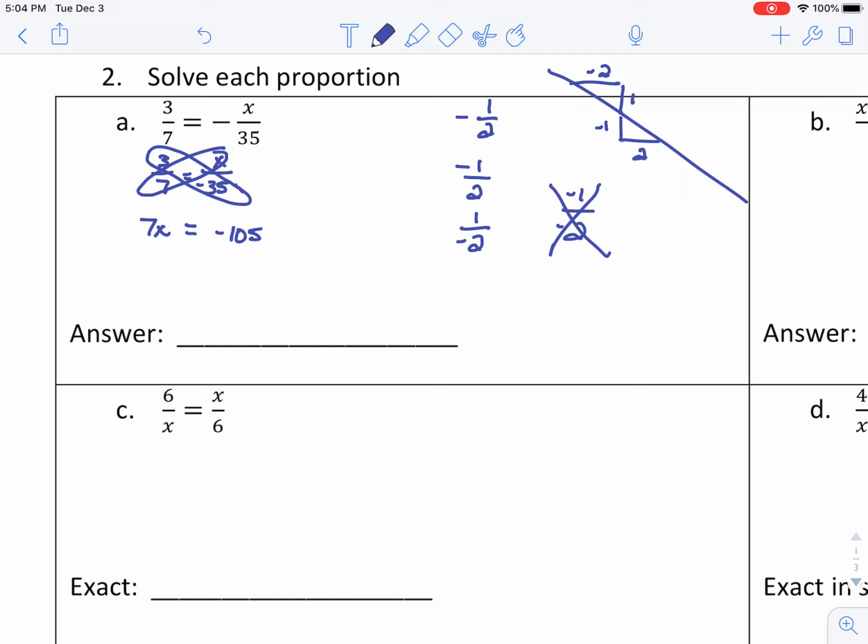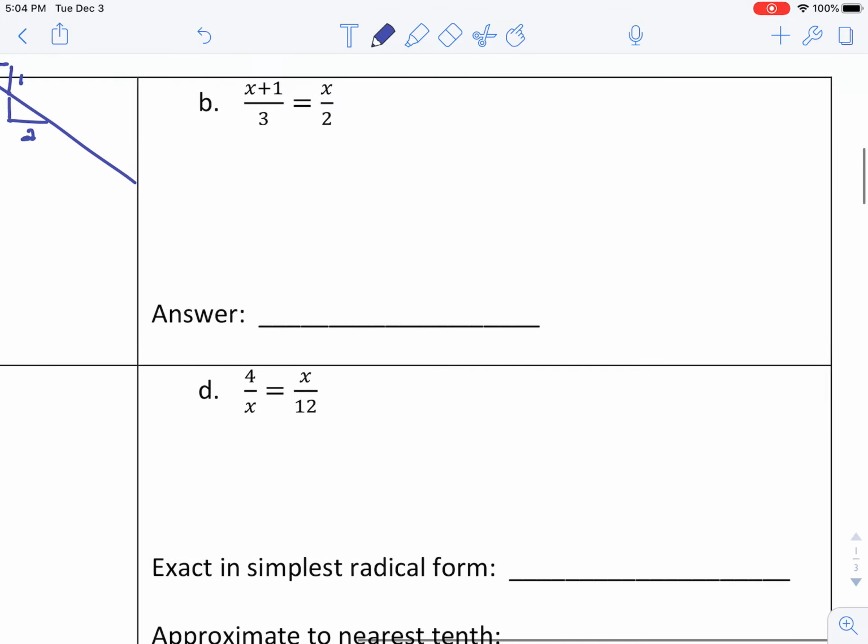For this particular problem, it's really easy. We almost have x by itself. It's just the 7 that's the problem. So I'm going to divide by 7. Negative 105 divided by 7 goes in 15 times, I think. I believe I'm getting negative 15. Again, really should have had a calculator before I started doing this. My bad. But that would be our solution to solving this proportion.